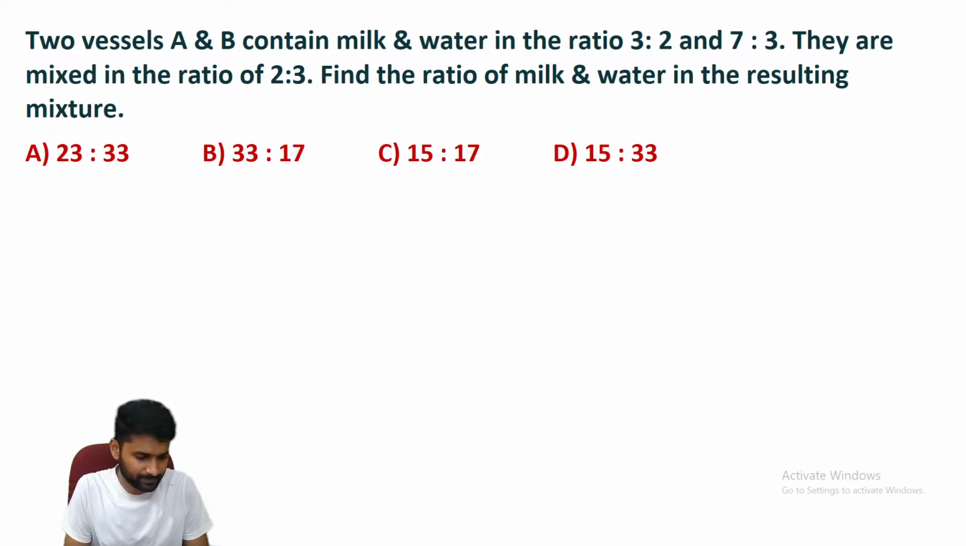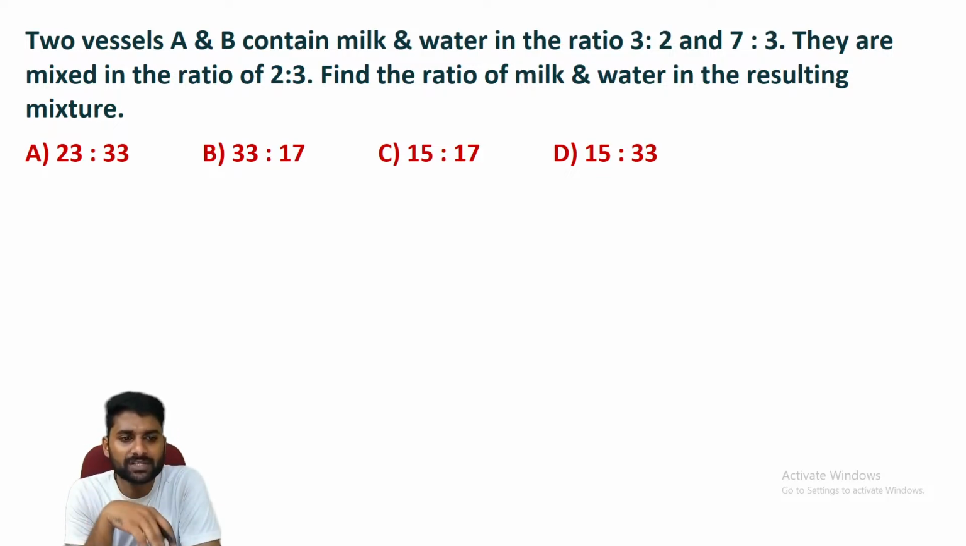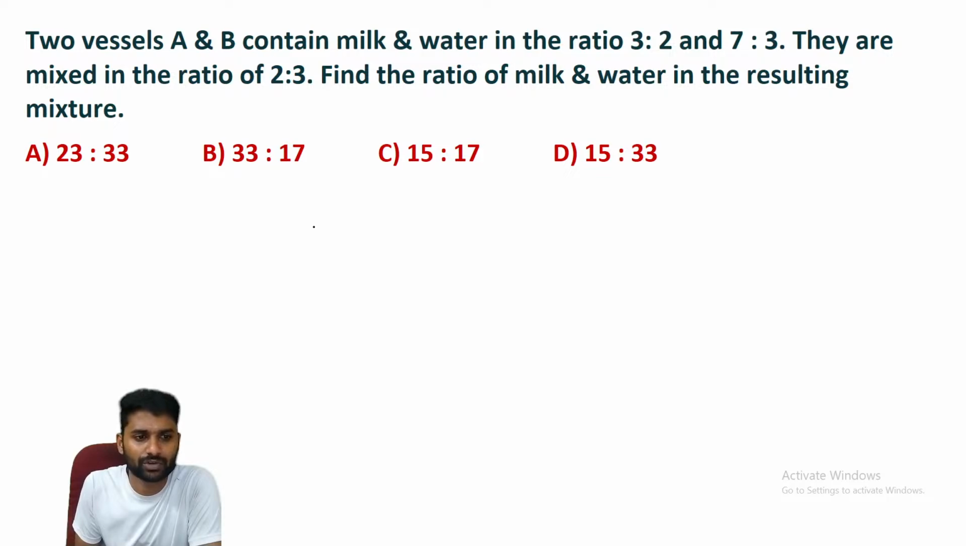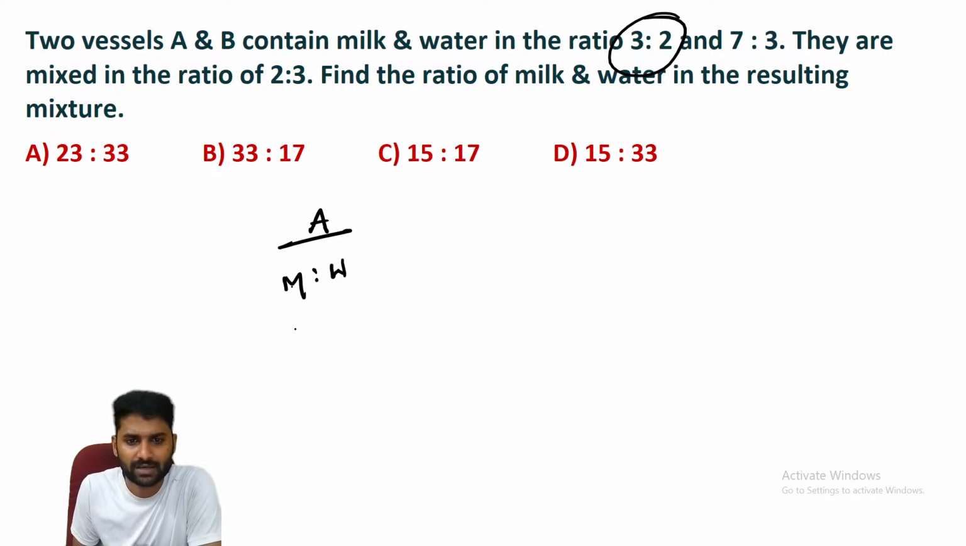Go through this question. Now see, two vessels A and B contain milk and water in the ratio of 3 is to 2 and 7 is to 3. They are mixed in the ratio of 2 is to 3. We took 2 units from vessel A and 3 units from vessel B. Find the ratio of milk and water. Vessel A, milk and water: out of the total percentage, 3 is to 2 is 60% and 40%. In the same way, for the other vessel, milk and water is 70% and 30%. Now we are taking 2 units from A and 3 units from B.